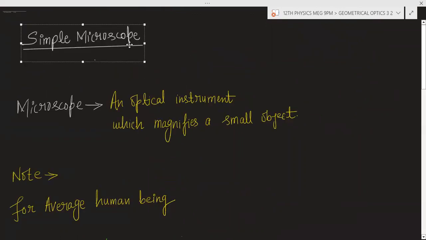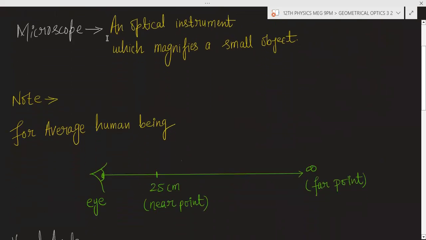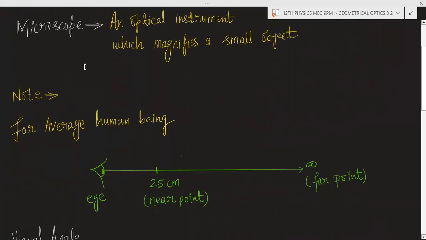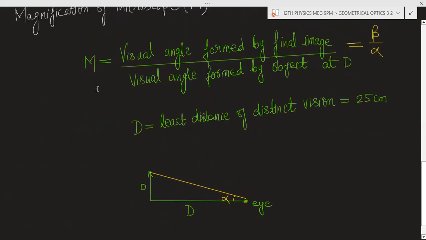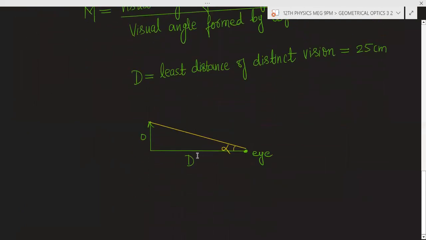So now we will discuss the simple microscope. What is microscope? I think it's clear now. All these things should be clear. This thing is very important, magnification of the microscope. Remember, beta by alpha. What is beta? Visual angle formed by the final image. What is alpha? Alpha is this. And always when we calculate alpha, this is the object.